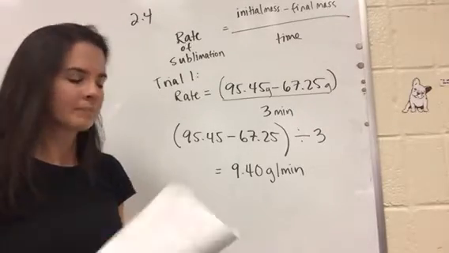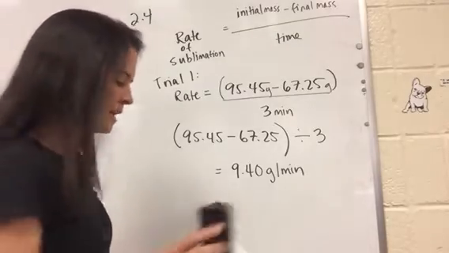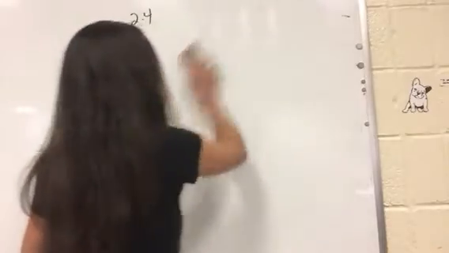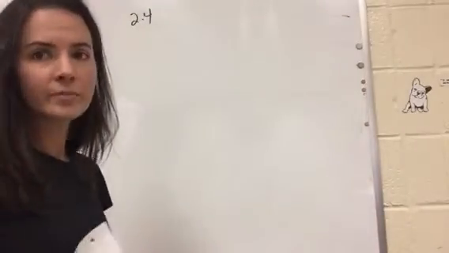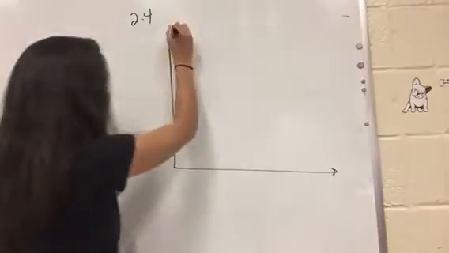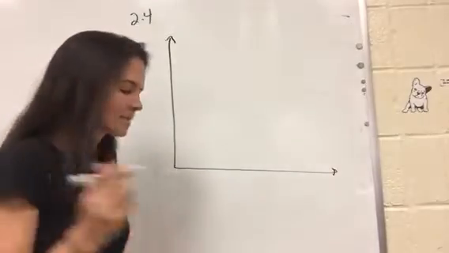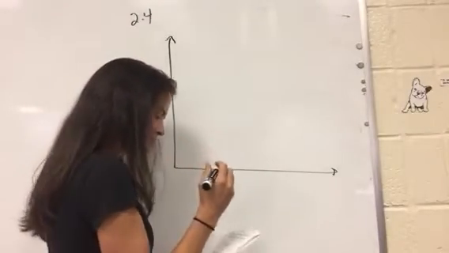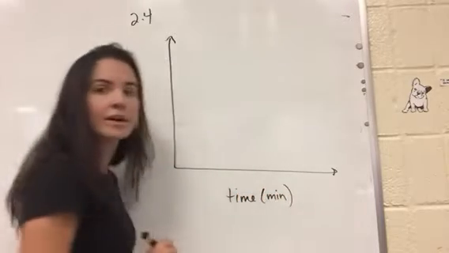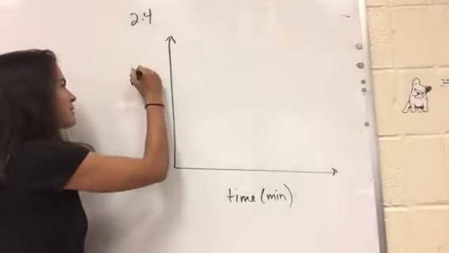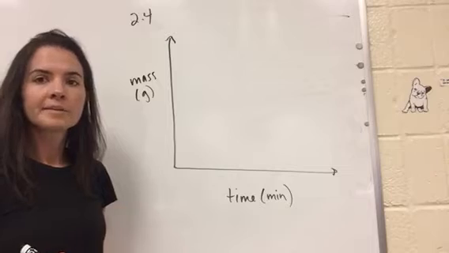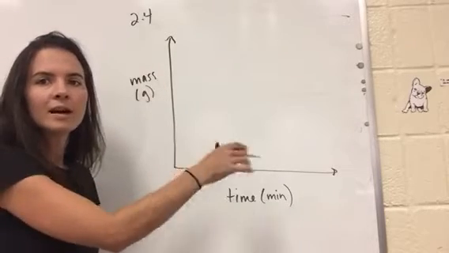Okay. So the next part that we're going to do is the graph. So it's nice and clear. It tells you what to put on your axes for the graph. So we've got our y-axis and we've got our x-axis. Okay, so what's our x-axis? Our x-axis, it tells us, is going to be time. And our units are going to go in the parentheses next to the variable: minutes. Our y-axis is going to be the mass. Parentheses, units are grams.